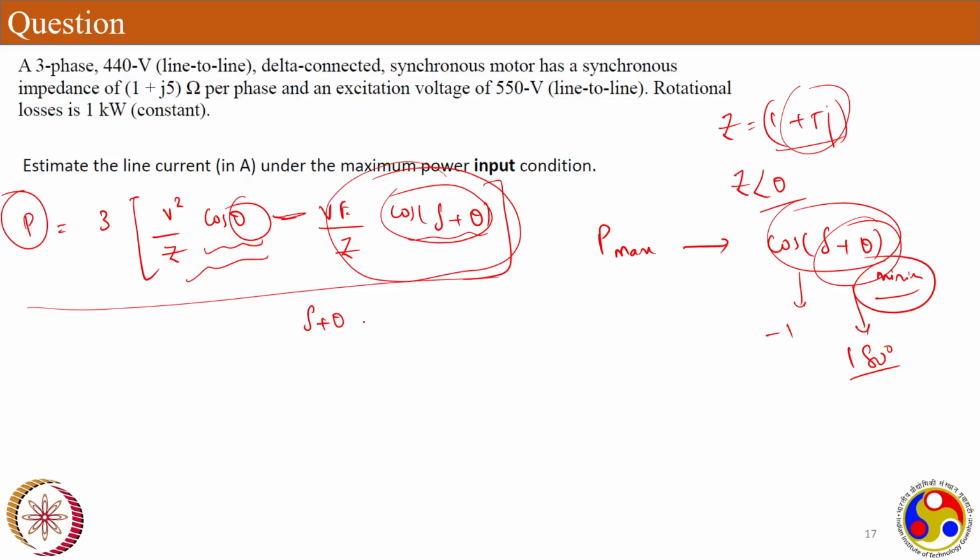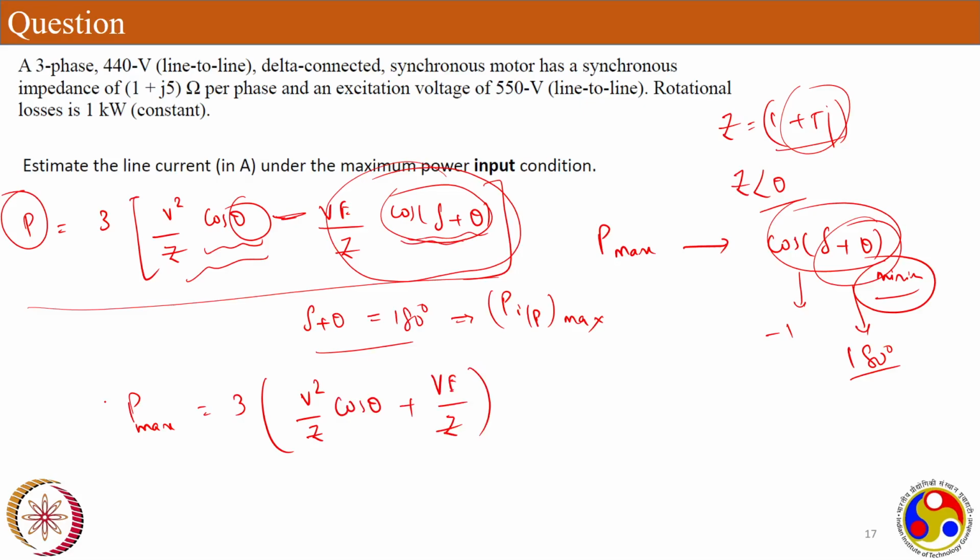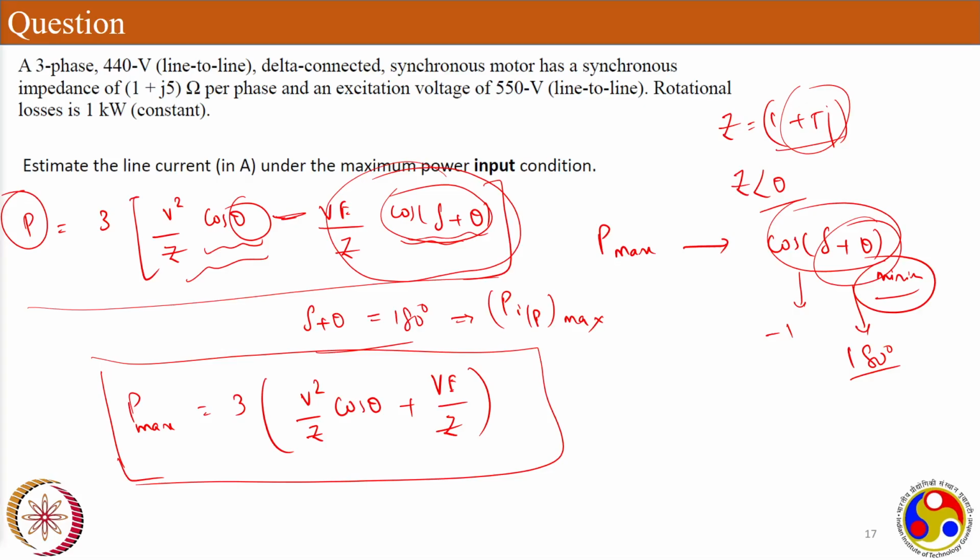So that gives my maximum power condition, which is equal to 3V squared by Z cos theta, plus, since cos is minus 1 and minus of minus becomes plus, VE by Z. So this is the maximum input power expression. This is what we got from the inference, the condition they have given. Now at this condition, we have to calculate the line current.